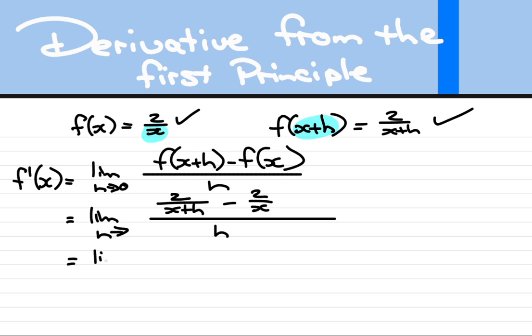So let's just simplify this. Now, as soon as you've got brackets, fractions on fractions, you probably have to get the LCM on this. So let's just find the LCM of this top fraction.